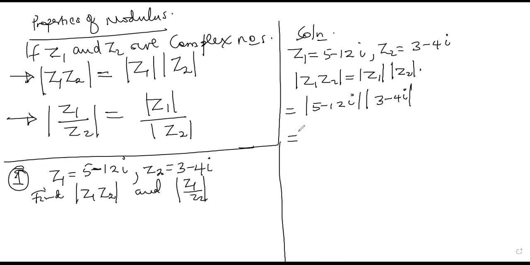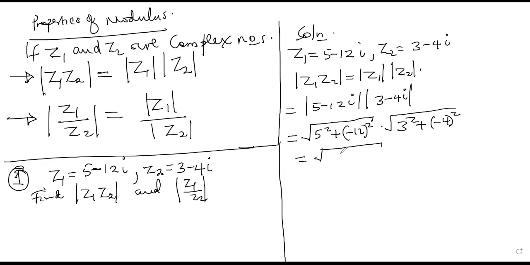So you can do this separately, and this is the same as the square root of 5 squared plus negative 12 squared, then times the square root of 3 squared plus negative 4 squared. So this is the same as the square root of 144 plus 25, that is 169, times the square root of 9 plus 16, that is 25. So this is 13 times the square root of 25, that is 5. And this will give you 65. One can do it like that.